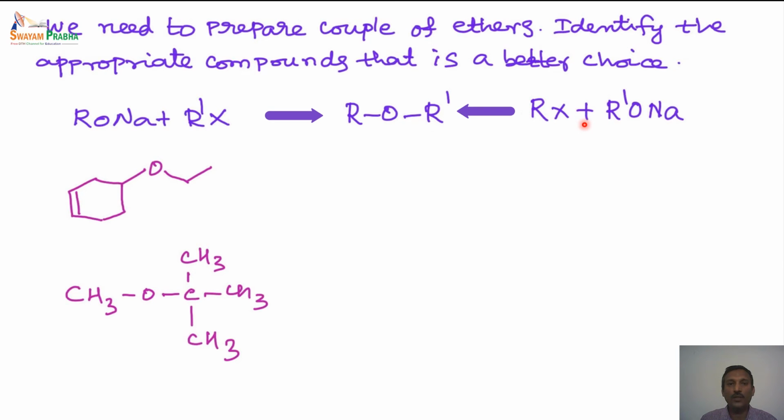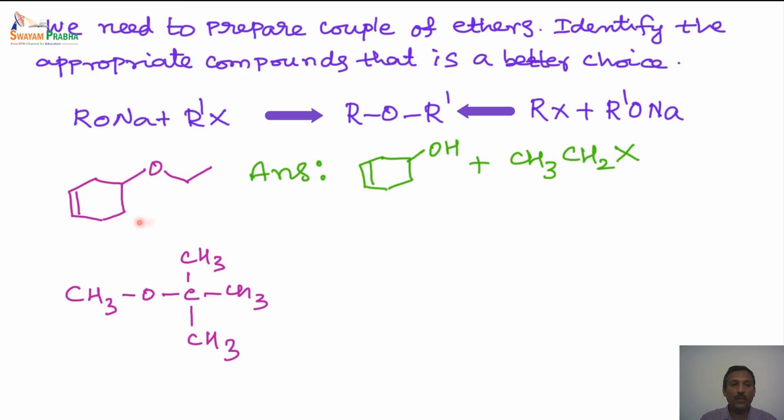We need to identify which is the best condition for preparing this ether, and there is another ether. So here we have a tertiary butyl group and a methyl group. Here we have a cyclohexyl derivative and an ethyl derivative. So we have two sets of compounds. Let us see how we can efficiently make this compound.